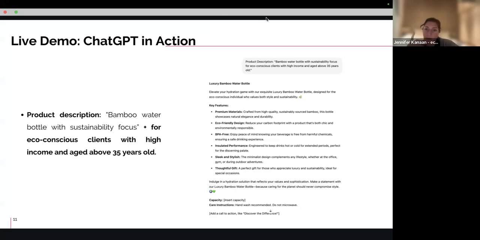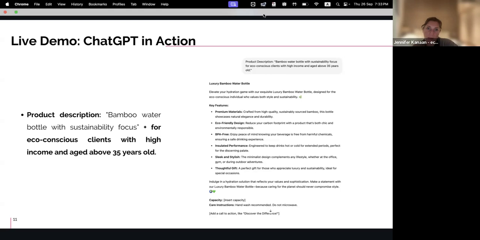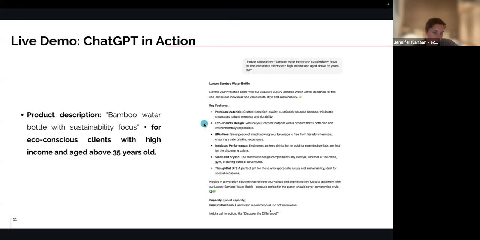And thoughtful gift, so a perfect gift for those who appreciate luxury and sustainability. And you see, even in the call to action, it says indulge in a hydration solution that reflects your values and sophistication. So it's really on point for exactly what we asked for. Again, this is not a real product, so I assume that this makes sense in terms of having an eco-friendly design and BPA-free products. This is something that eco-conscious clients are actually looking for.